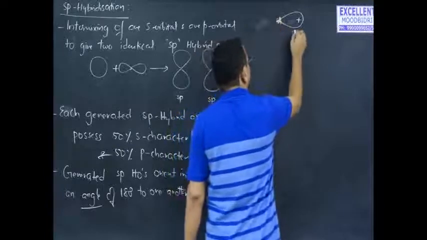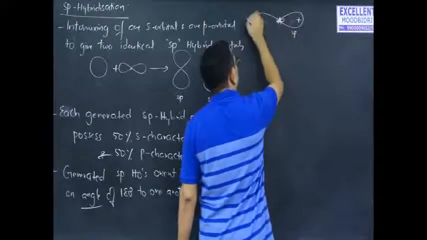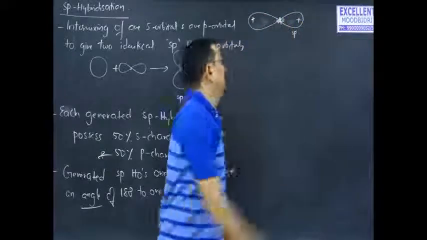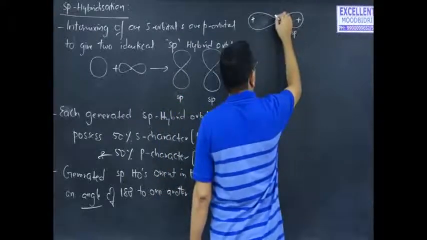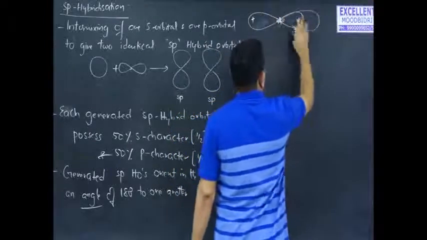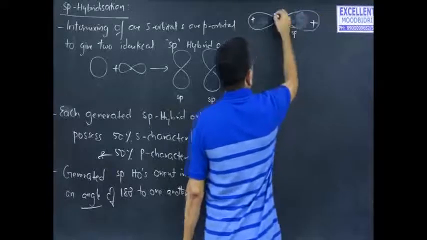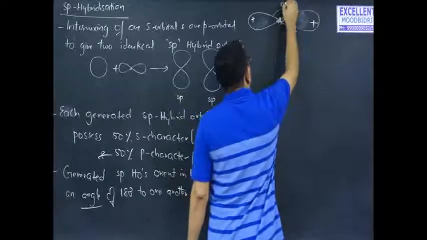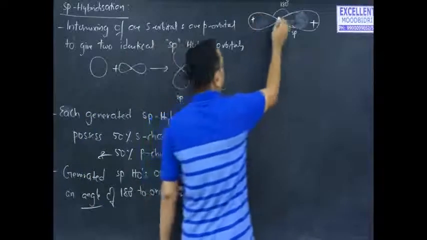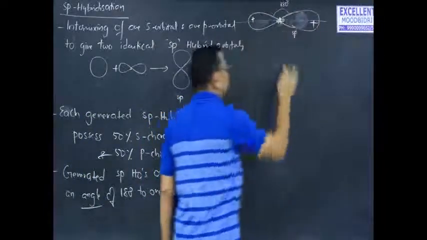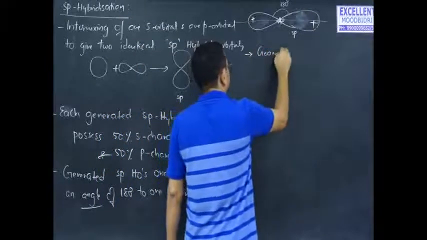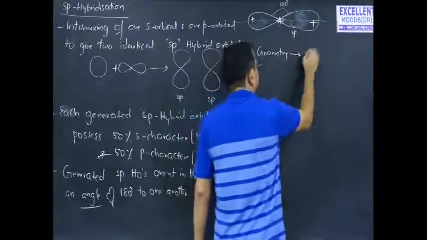Similarly, another sp hybrid orbital is given in this way, plus and minus. We can take it with the same size and same shape, of course. So the angle between these two hybrid orbitals will always be 180 degrees. Not bond angle, I am repeating, it is just angle. They orient in space at an angle of 180 degrees from one another. Such a structure, such a geometry, is called what? So always sp hybrid orbitals will be in which geometry?